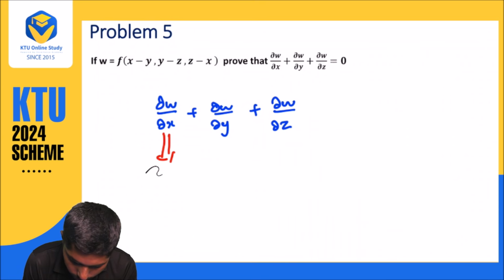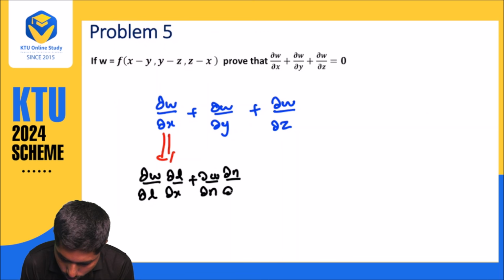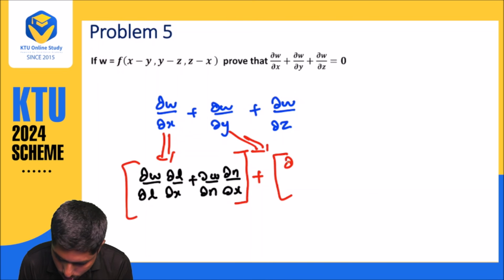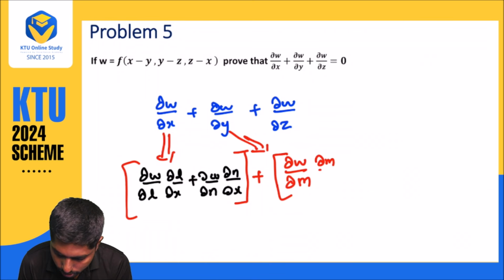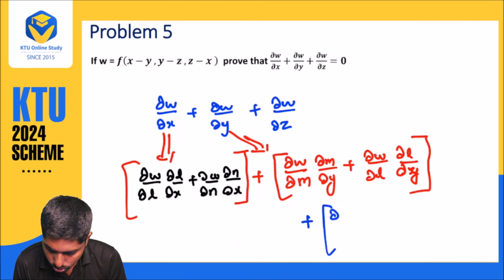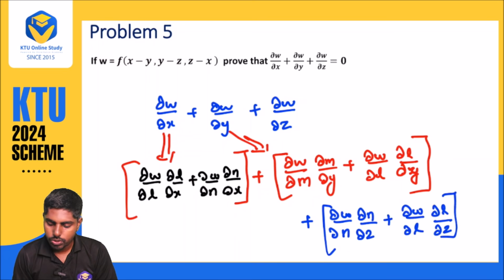∂W/∂L into ∂L/∂X plus ∂W/∂N into ∂N/∂X, plus, and this one is nothing but ∂W/∂M into ∂M/∂Y plus ∂W/∂L into ∂L/∂Y plus ∂W/∂N into ∂N/∂Z plus ∂W/∂M into ∂M/∂Z. So this is the formula we are getting. Just substitute the values, and we will get our required answer.